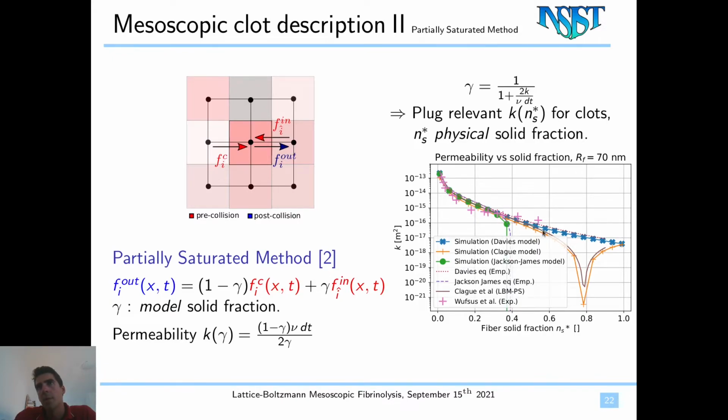So we have here 3 permeability models that are used for porous media, and their implementation with this methodology in the simulation. So we see 3 cases: Davis equation, Jackson and James equation, and Clark equation, that all try to characterize the dependency of the permeability on the solid fraction of the thrombus. And in pink crosses here we have the results of experiments of permeability done by Wolfsus that measure the permeability of in vitro homogeneous blood clots.